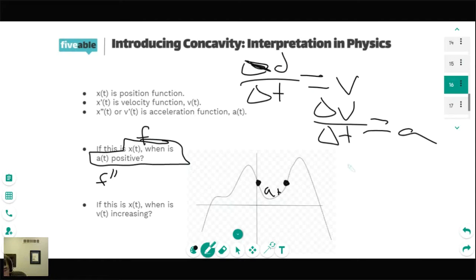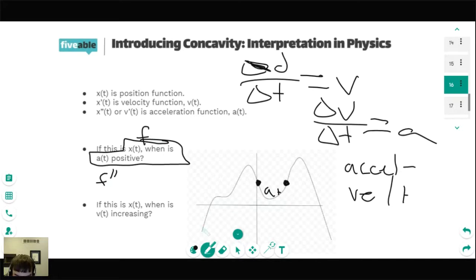So let's look at the third case. When is acceleration decreasing? Or rather, when is acceleration negative? So you're decelerating. And when is velocity positive? So velocity will be positive when the function is increasing.